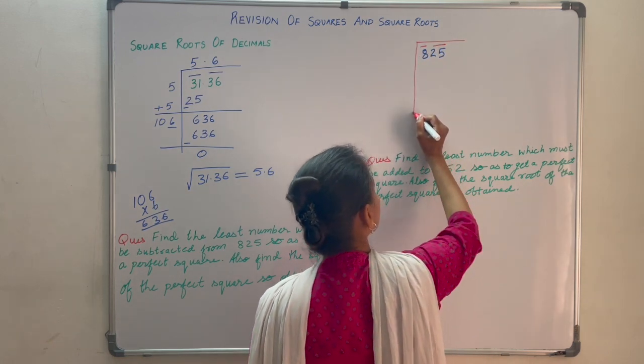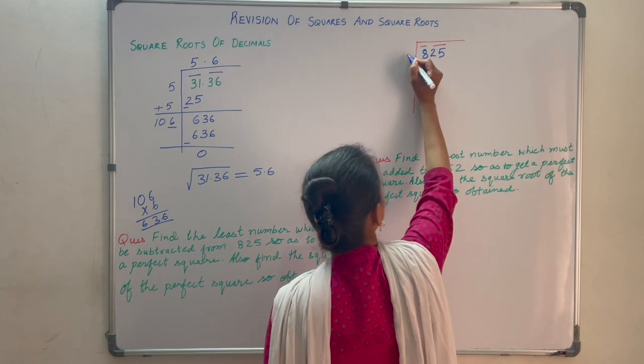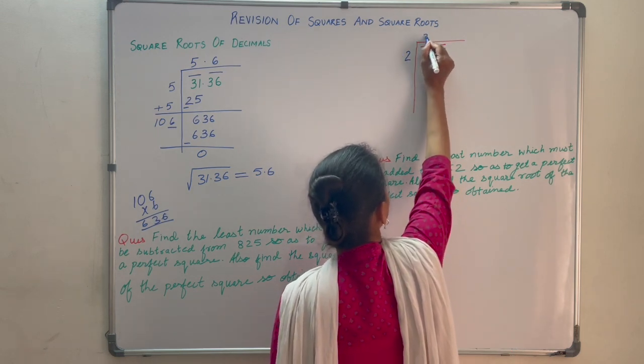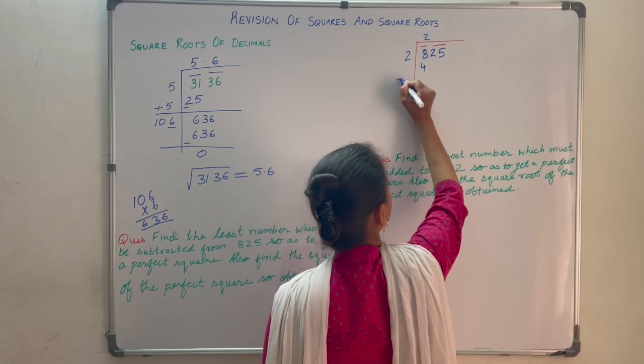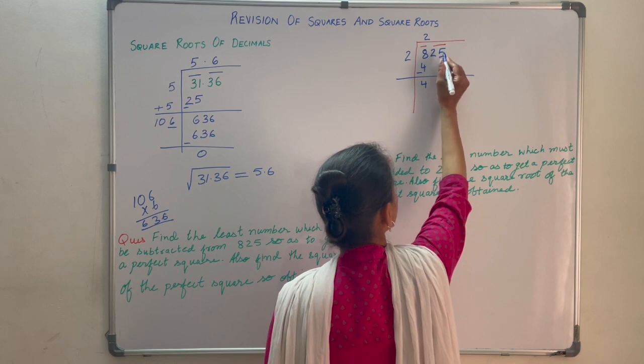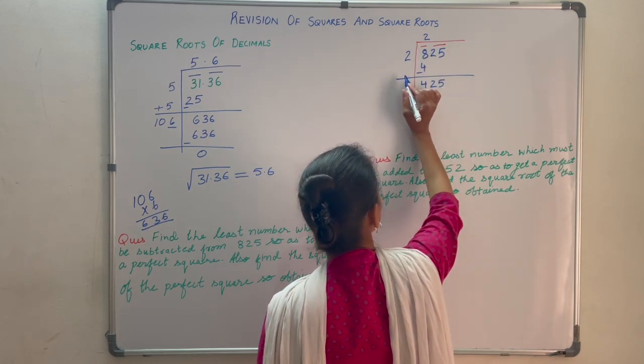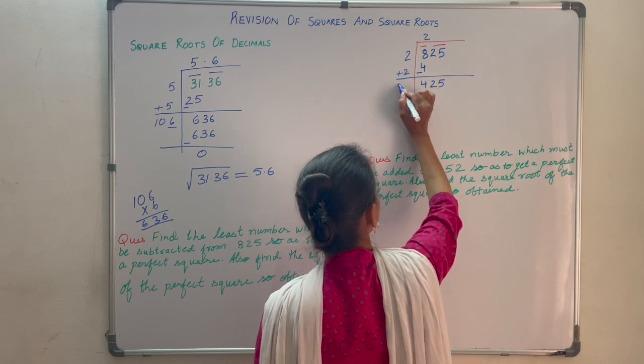So which is the largest number whose perfect square is less than or equal to 8? That is 2. So 2 into 2 is 4. You need to subtract. 8 minus 4 is 4. The next number under the bar is 25. You need to add 2 here. 2 plus 2 is 4.